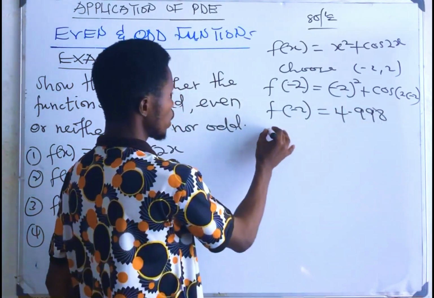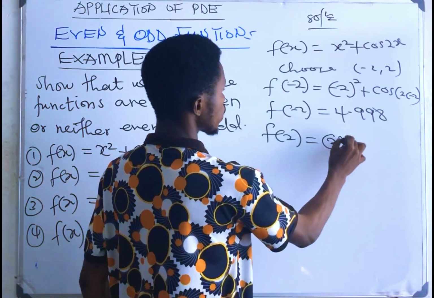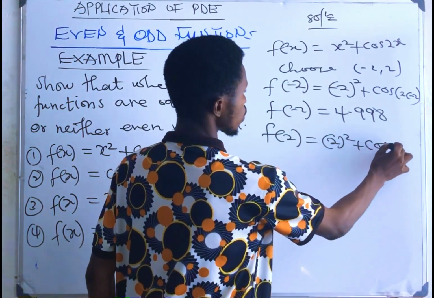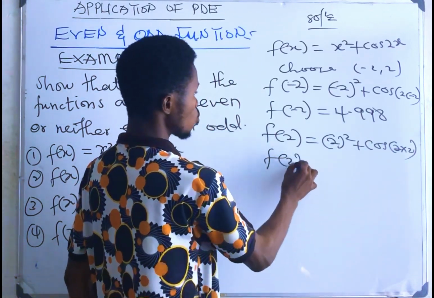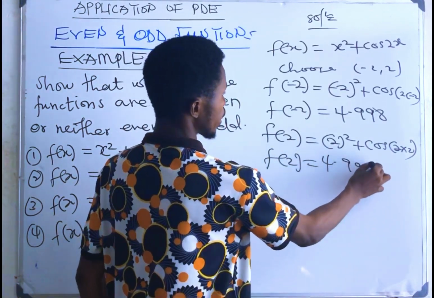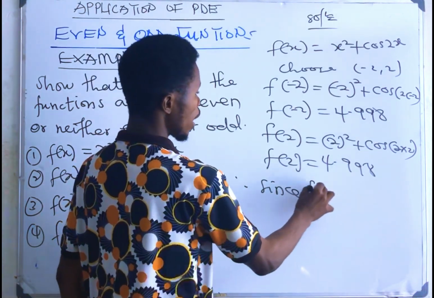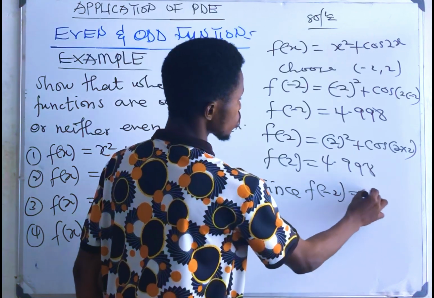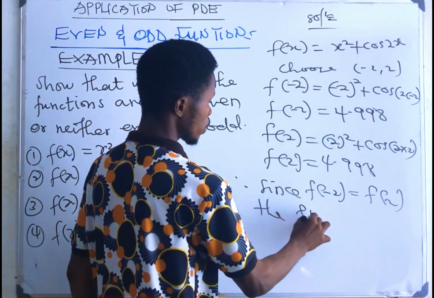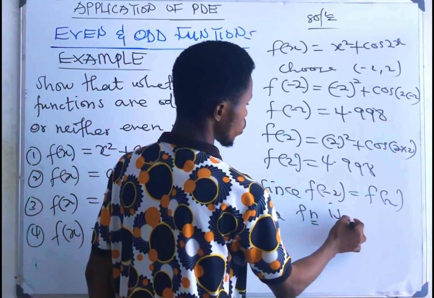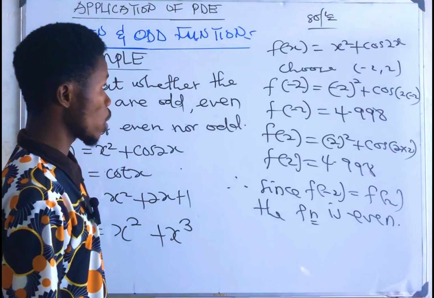Is that okay? Then you also pick f(2), which is going to be 2 squared plus cos 2 times 2. So we have f(2), which is also 4.998. So you conclude, therefore, since f(-2) is equal to f(2), the function is even. Is that okay? Yes, so that's how you go about it.